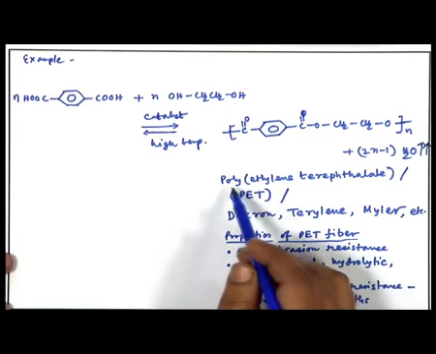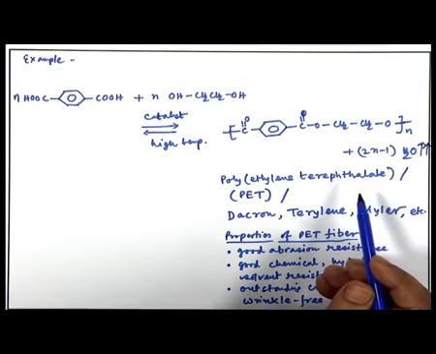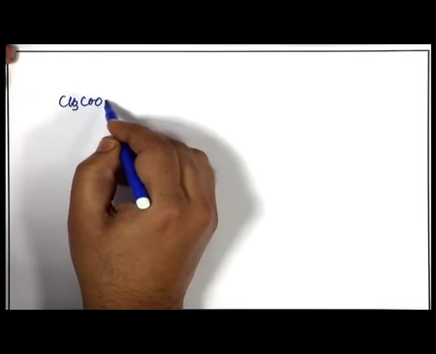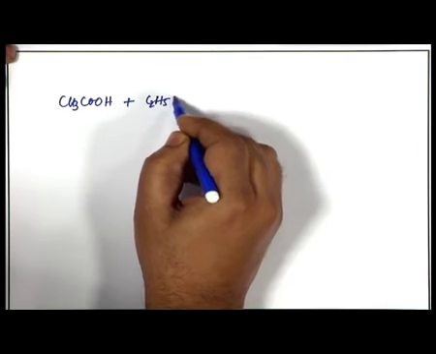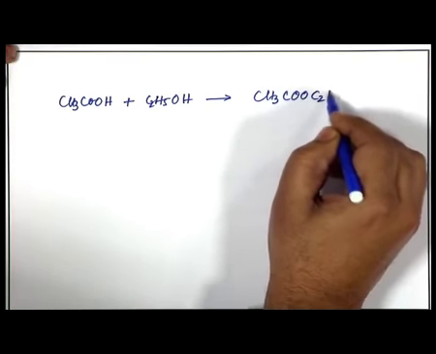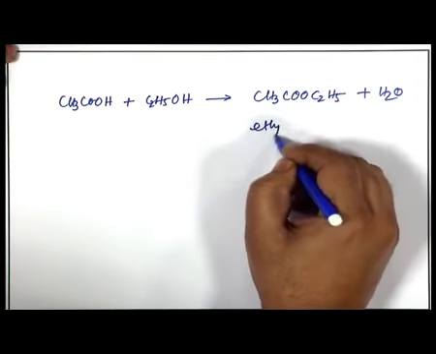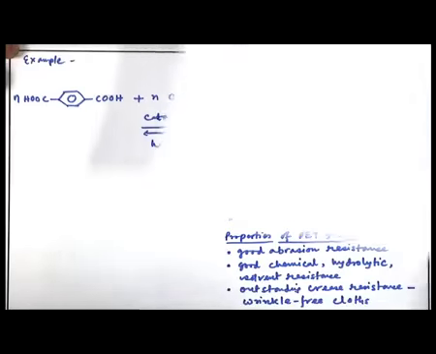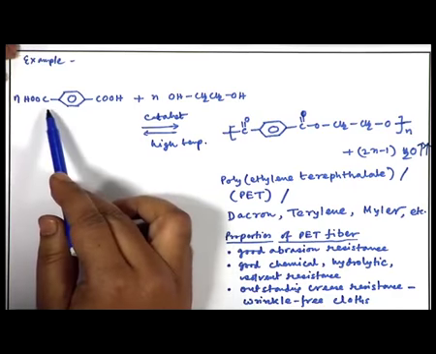And the name of this polymer is polyethylene terephthalate. Now, you can know if you just do a reaction in your organic chemistry nomenclature, if you take acetic acid plus say ethyl alcohol, C2H5OH, the ester you get there you call ethyl acetate.